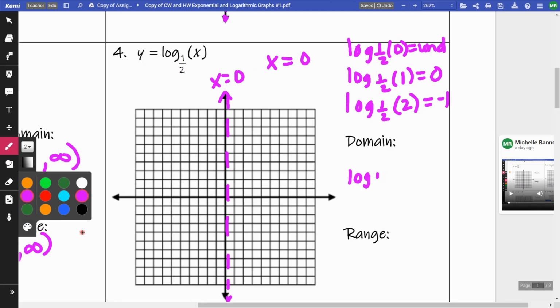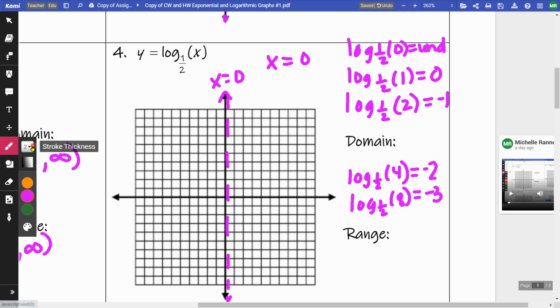If I take log base 1/2 of 4, 1/2 squared would be 1/4. A negative in front of that would flip it. So it's a -2. And log base 1/2 of 8, again, 2 to the third is 8, but since it's 1/2, that means it's going to be a -3, so it flips it. So let me graph that.